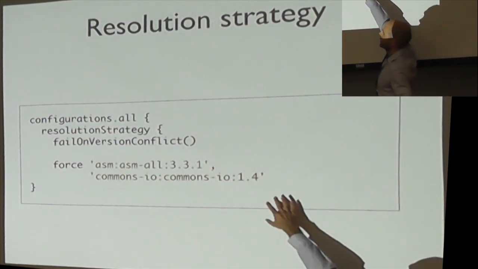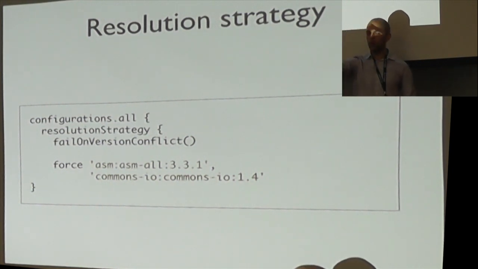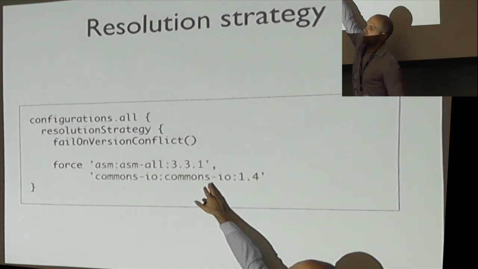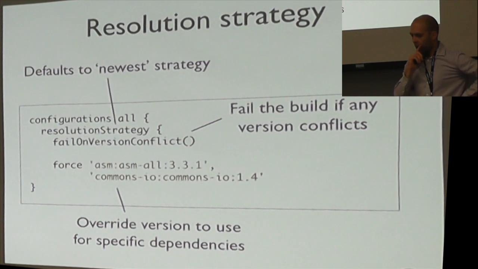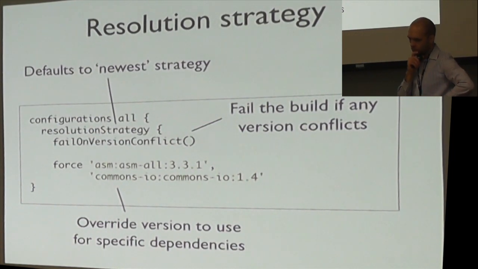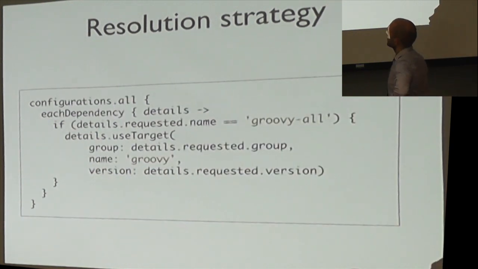So the force is like every time ASM is in your dependency graph, it will be changed to 3.3.1. So yeah, that's just an explanation of what those do. We can also do some more interesting things.